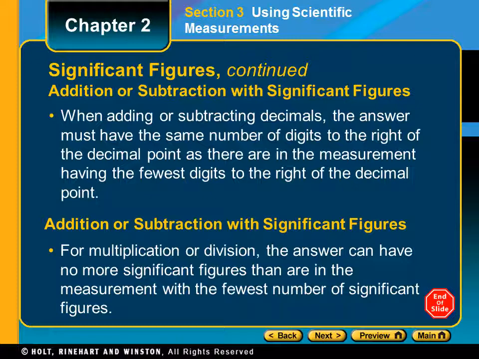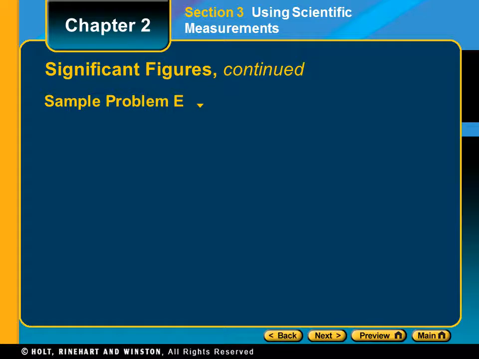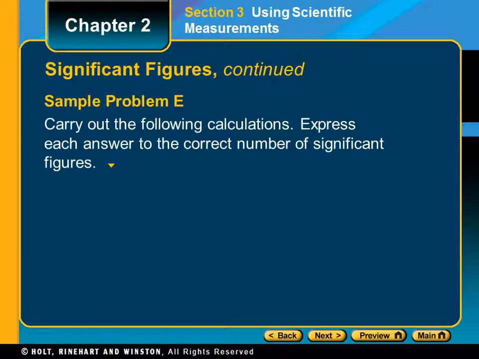The point here, guys, is that when doing problems, your answer cannot be more precise than the number in the problem with the least amount of precision. That's the principle. Now, these two things explain it specifically, but the principle is that your answer cannot be more precise than the number in the problem with the least amount of precision. So what does this look like? We're going to carry out these calculations, following the rules for correct significant figures.